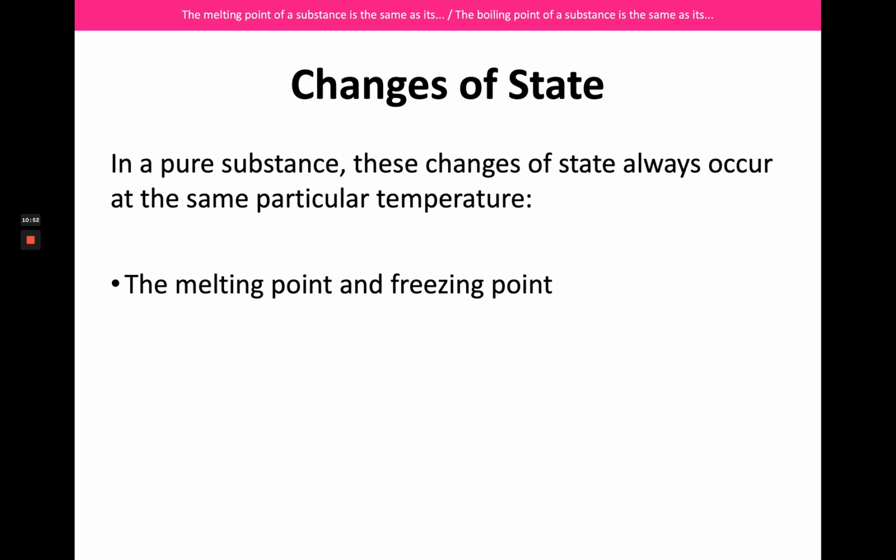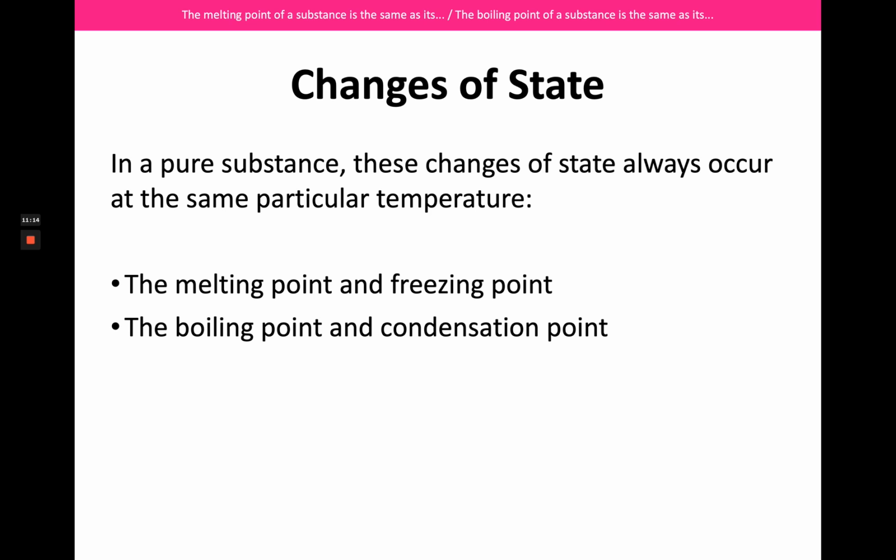So if we're going from a solid to a liquid, that's the melting point. If we're going from a liquid to a solid, that's the freezing point. But they are actually the same temperature. Equally, if we were going from a liquid to a gas, it would be the boiling point. If we're going from a gas to a liquid, it would be the condensation point. So these are specific and particular temperatures.